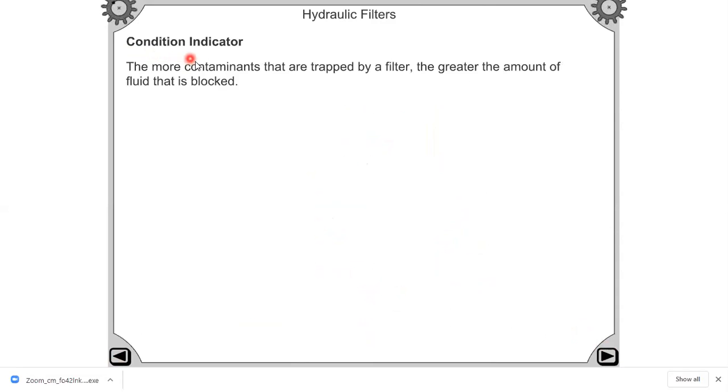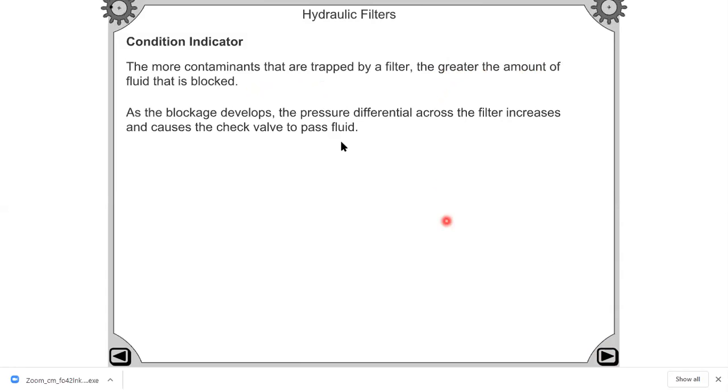So what is the condition indicator? The contaminants will be trapped by the filter, and the greater the amount of fluid that is blocked. Normally in the filter, contaminants are trapped, and in the sense, oil will also be blocked. So as the blockage develops, the pressure differential across the filter increases and causes the check valve to bypass fluid.